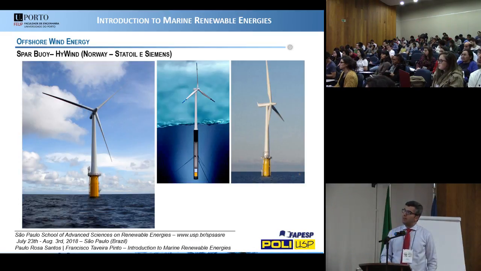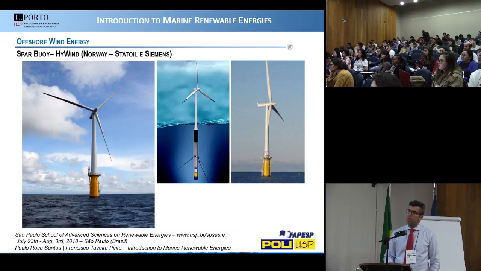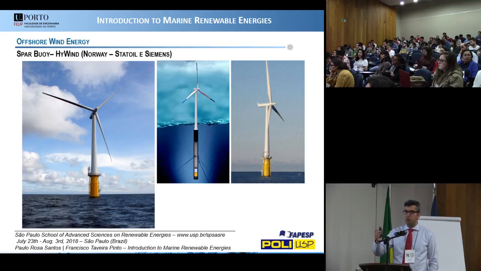And to maintain this in place, we need some mooring lines for station keeping, and we need to put a lot of ballast here for stability reasons. So the only way to maintain this pile vertically in the ocean is to reduce the center of mass, and that is ensured by installing a lot of ballast here.